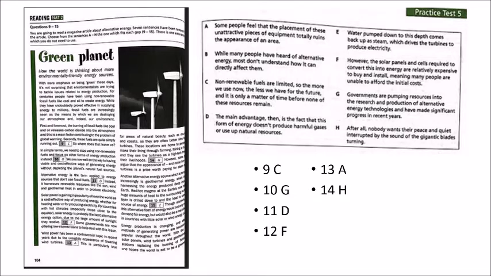Number 14, letter H. After all, nobody wants their peace and quiet interrupted by the sound of the gigantic blades turning. Also talking about wind energy. Number 15, letter E. Water pumped down to this depth comes back up as steam, which drives the turbines to produce electricity. So in this case, pumped is used in a different way as in the previous example in letter G, which is pumping resources.